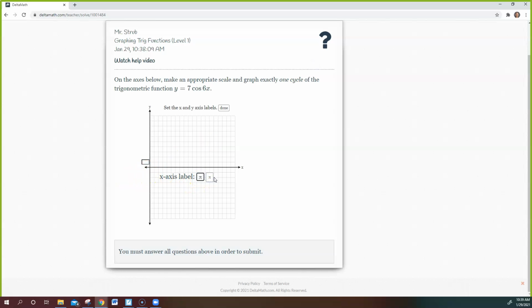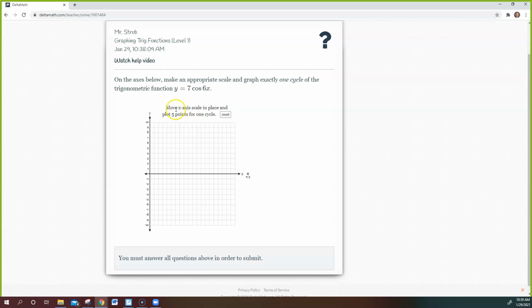So I'm going to put pi divided by 3, and then my y value is going to be how high do I want to go. So I could call it 1, because if I call it 1, then I can go up 7 and get the amplitude. So once I set the x and the y-axis, remember the x-axis is the period, I'm going to click done. And now you have to plot points.